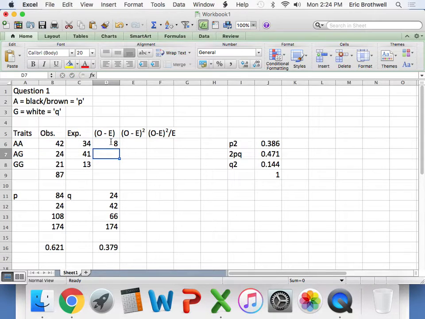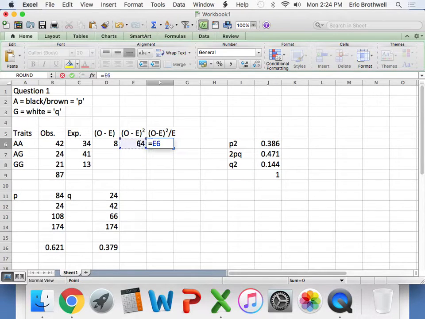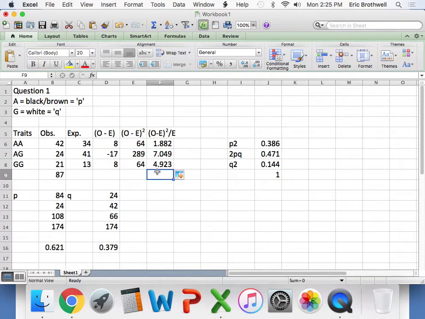Now I just make it do the math. Observed minus expected. Observed minus expected squared. Observed minus expected squared divided by expected. Have a whole bunch of numbers. Drag it on down. Equals sum. Let's add up these numbers. And that there is my chi-squared value.